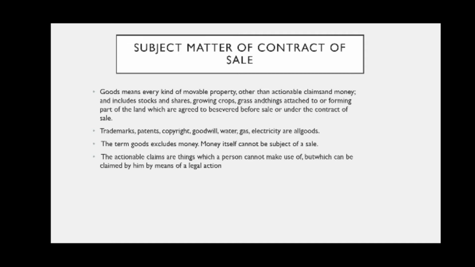The term goods excludes money. Money itself cannot be the subject of a sale. Actionable claims are things which a person cannot make use of but which can be claimed by him by means of a legal action. Actionable claims and money are not goods. An actionable claim is something which is enforceable only by action in a court of law. Example, a debt due.